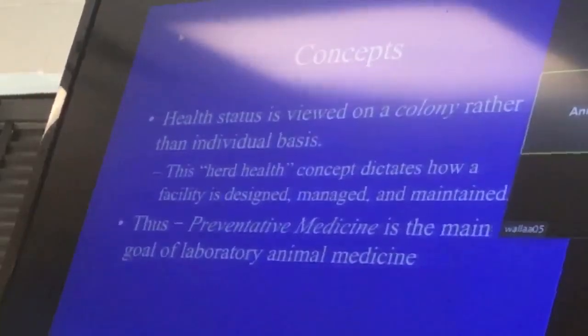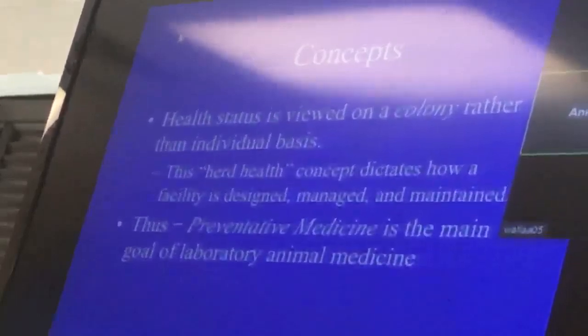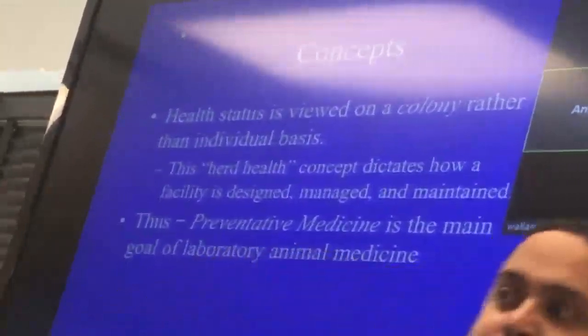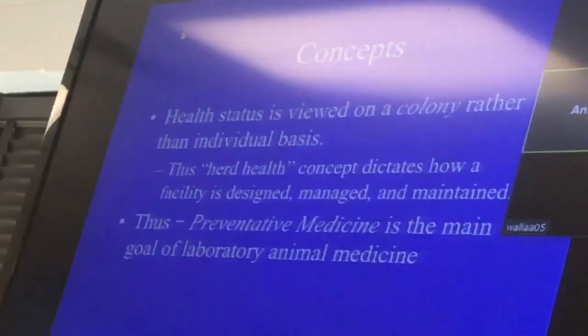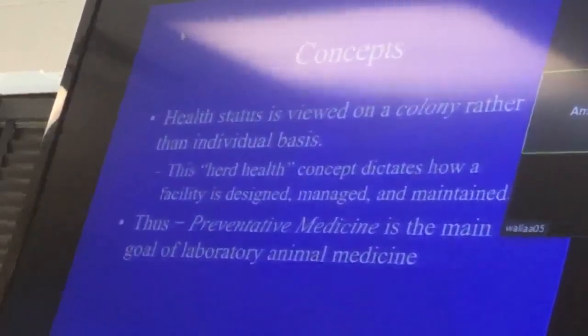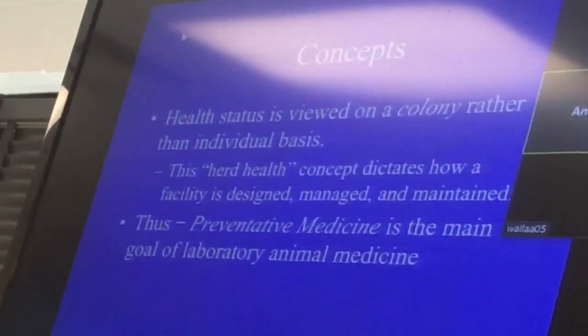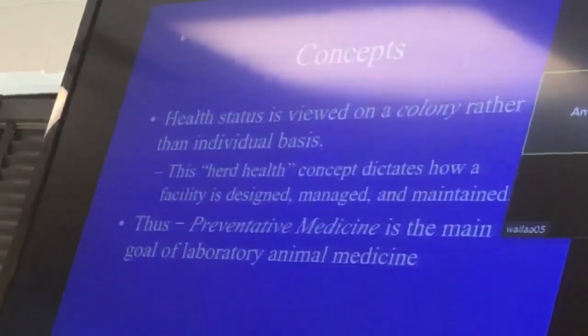Now obviously you have large animals like primates, sheep, pigs, dogs, and cats. Then obviously you end up doing more around individual health. But you're still looking at those animals and how they impact the overall colony. So preventive medicine becomes the mainstay.